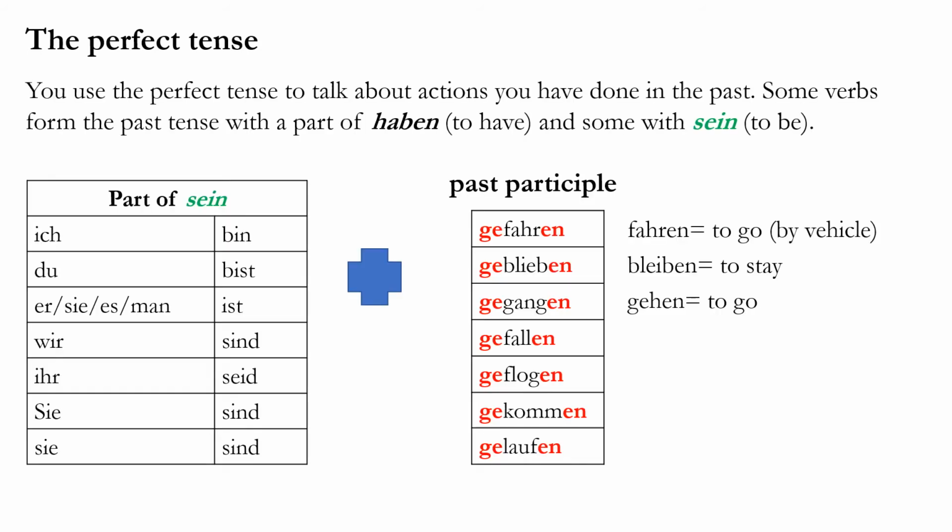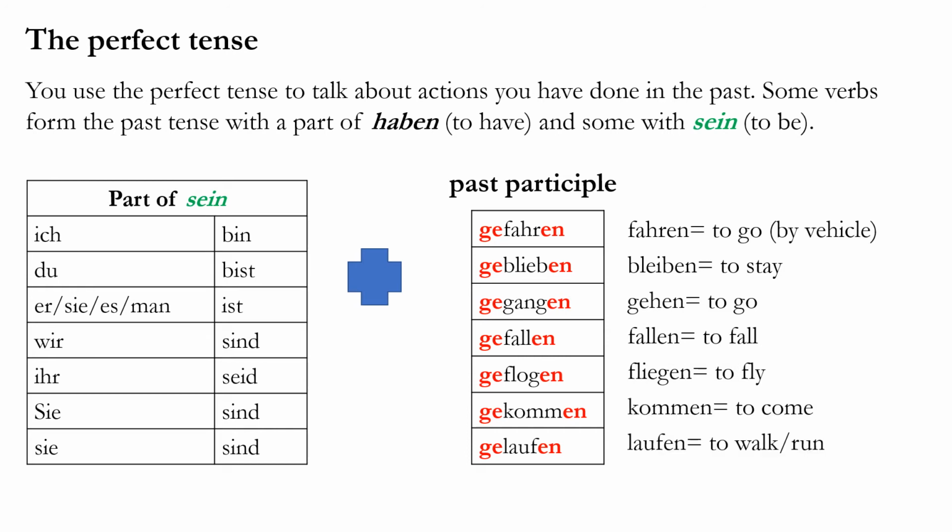Now we're looking at the perfect tense with sein. Okay, remembering these verbs all involve movement. So if you wanted to say I went by vehicle, I travelled by vehicle, it would be ich bin gefahren. If you wanted to say we flew, okay, thinking about flying on a plane, wir sind geflogen. If you want to say he fell, it would be ist gefallen. Again, 3 parts.